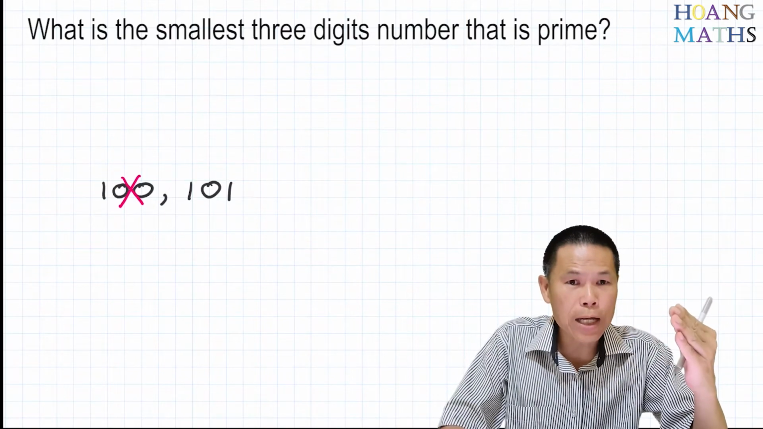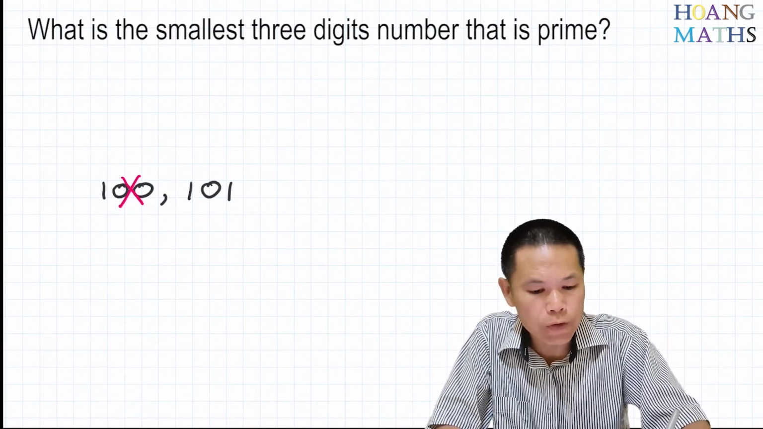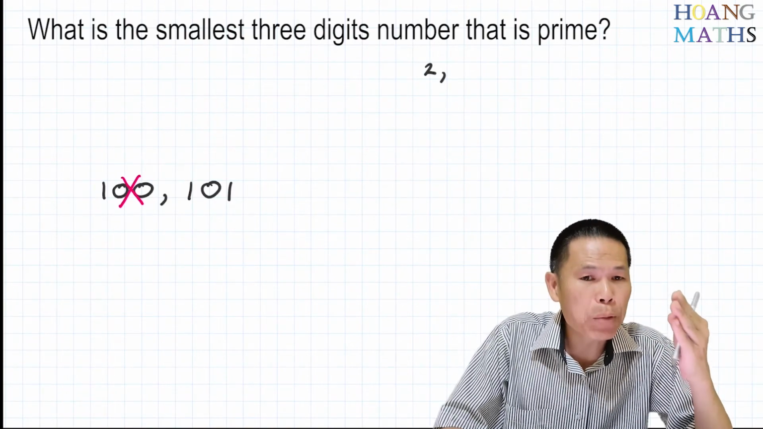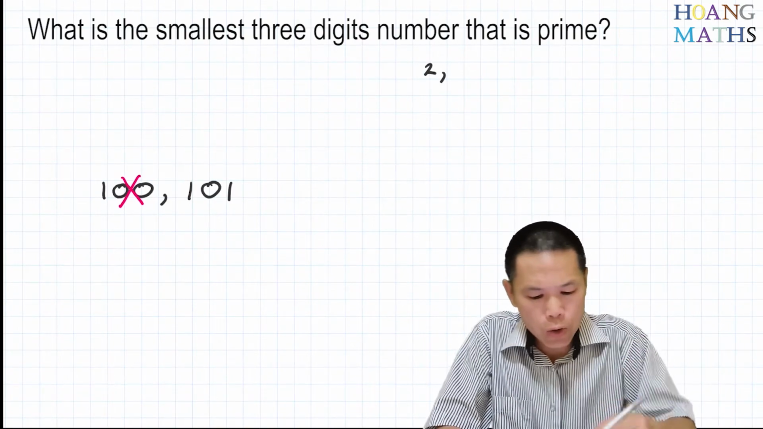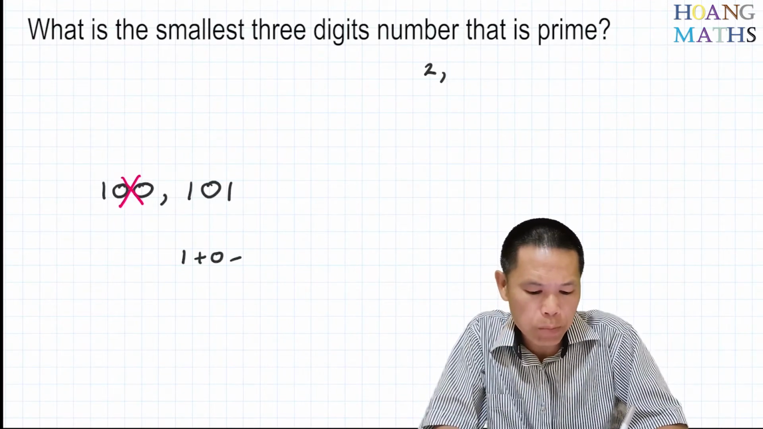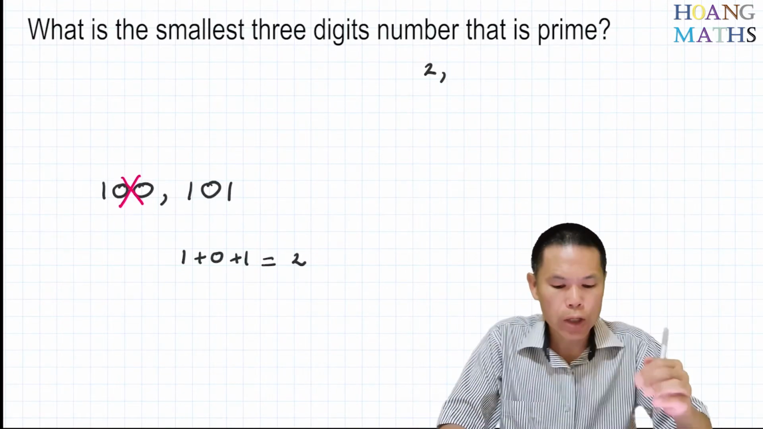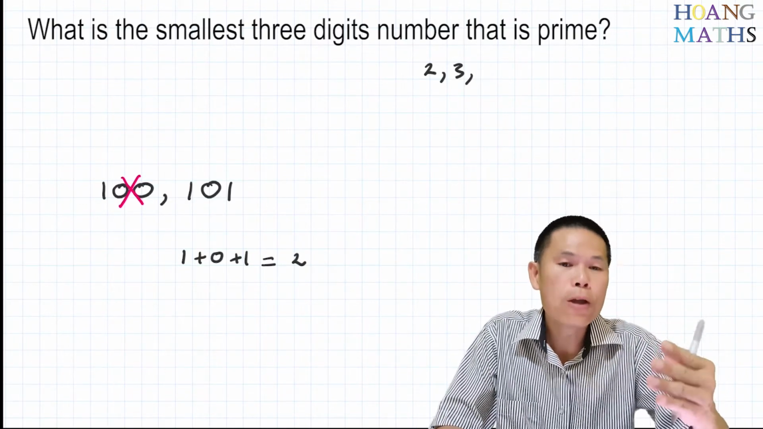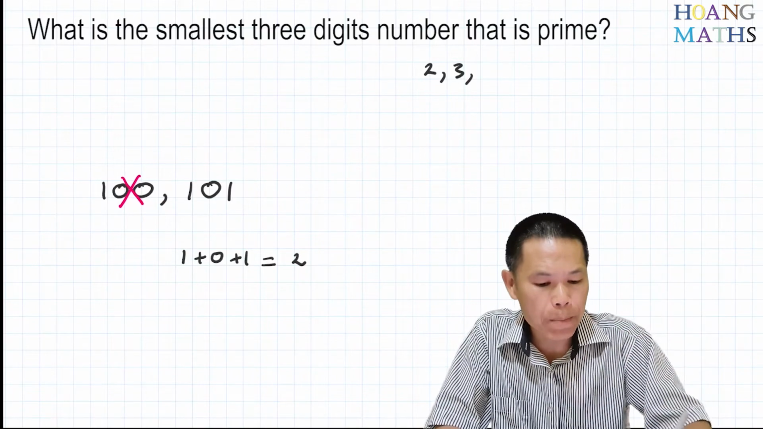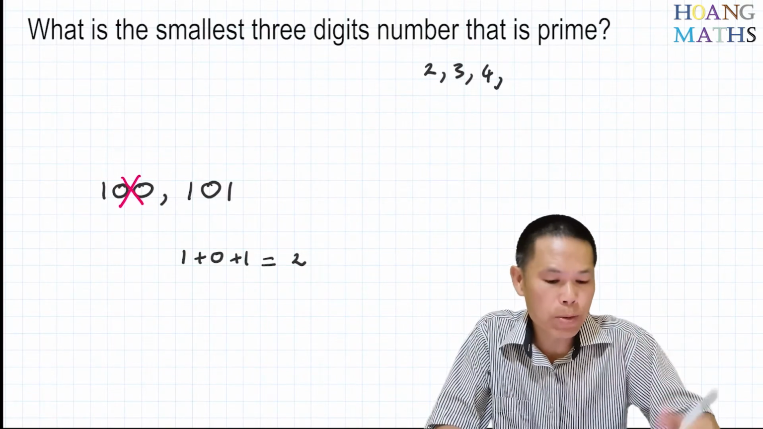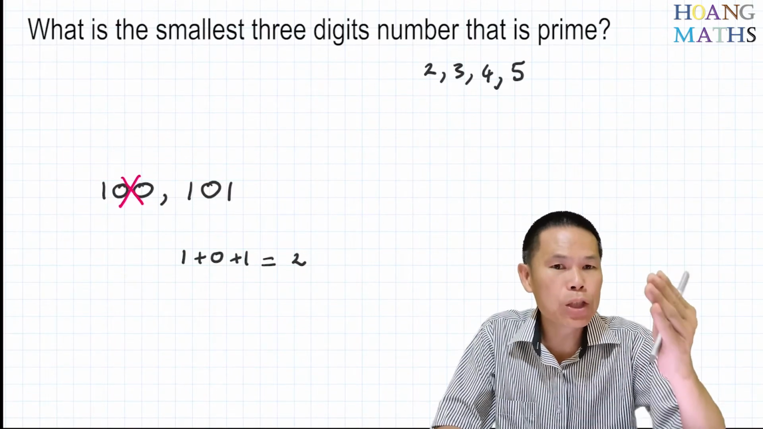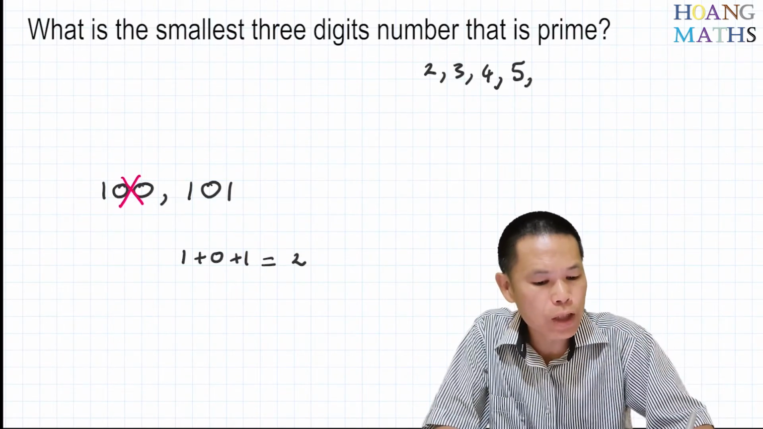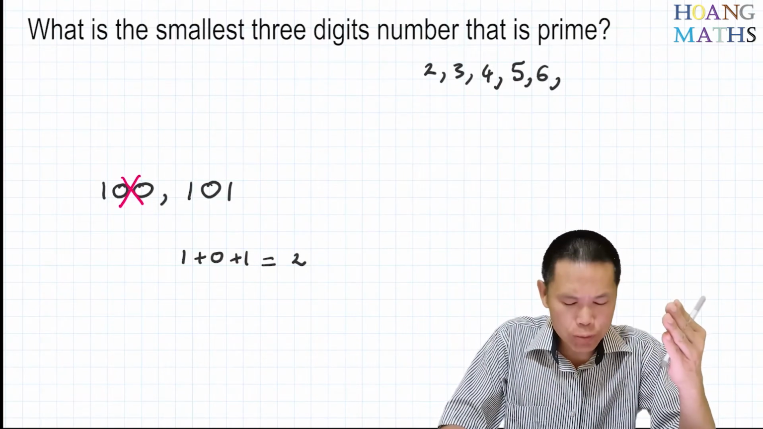Well, it's possible, right? Because we know that it is not divisible by 2 and not divisible by 3 because 1 plus 0 plus 1 is 2. So it's not divisible by 3. Of course, not divisible by 4 because 101 is an odd number. And not divisible by 5 because it must end with 0 or 5 in order to be divisible by 5, right? And not divisible by 6. And is it divisible by 7?